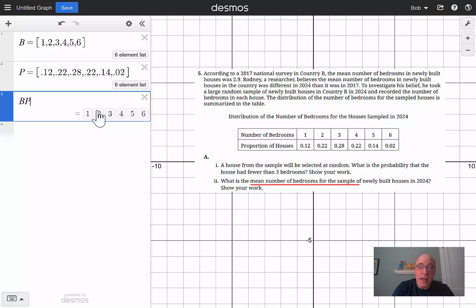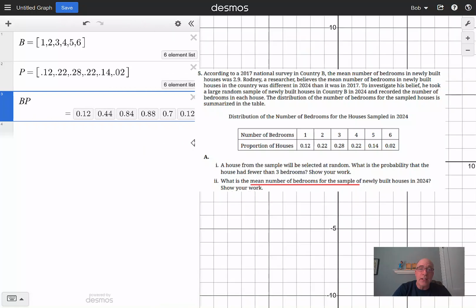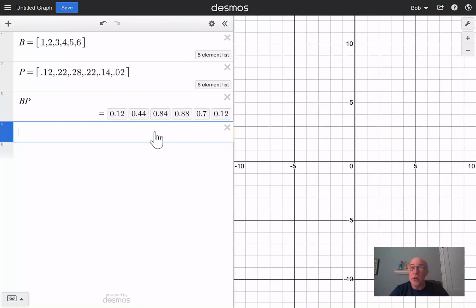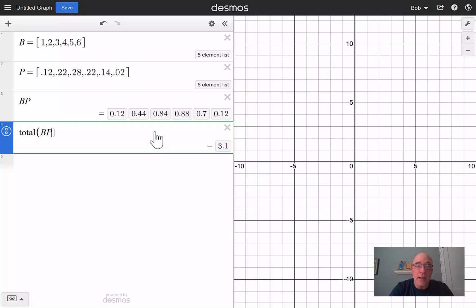We can simply define B times P, and notice I have this 6-element list. If I give myself more real estate here, because I'd really like to see more, I'm going to drag this space between the two parts. And I can see those are all the contributions if I did B times P all the way down. And furthermore, I would like to know the total of B times P. So apparently our mean, our expected value is 3.1. So it's a great way to have students take a look at the probability distributions and to use the list in order to find values.